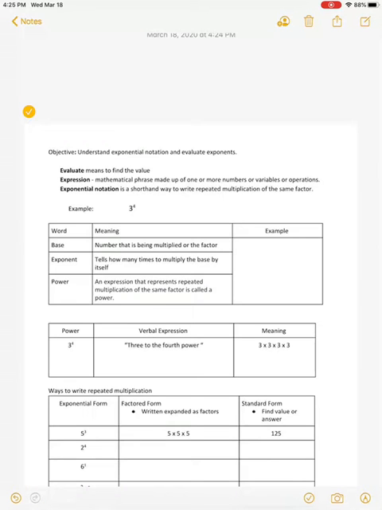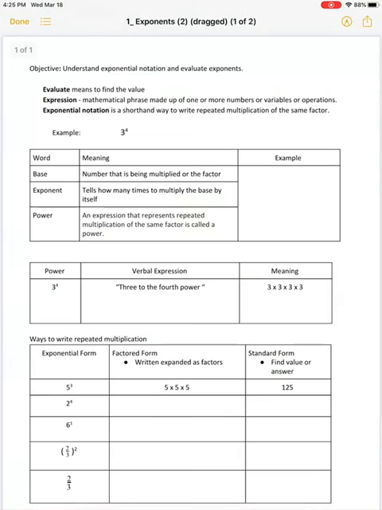take 2. Okay, our goal in this video is to understand exponential notation and to evaluate exponents.